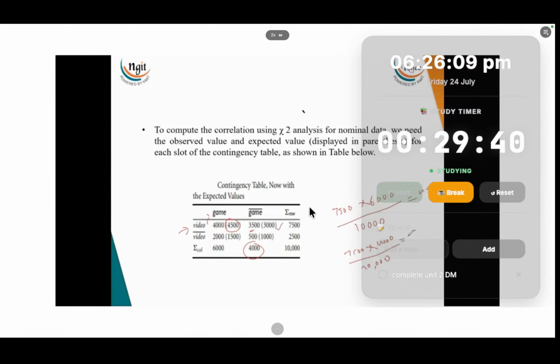In the same way, we need to calculate for the other values also, like without video, only game which is purchased, neither video, neither game which is not purchased. So these are the results which we get from this contingency table. So now we have observed values as well as the expected values.